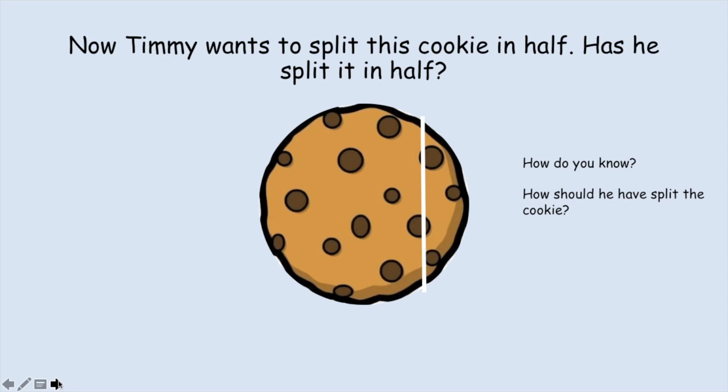Now Timmy wants to split his cookie in half. Has he split it in half? Now we have it's not in the middle, it's only down the side this time. How do you know that he split it in half or not? And if you think that he hasn't split it in half, how should he have split it? Pause the video to complete this.